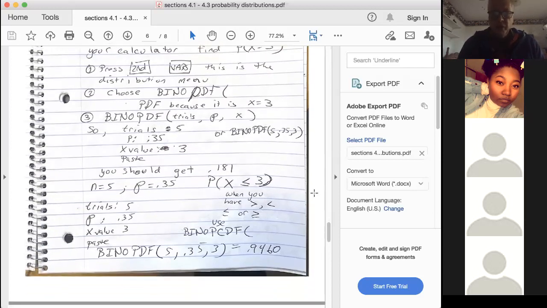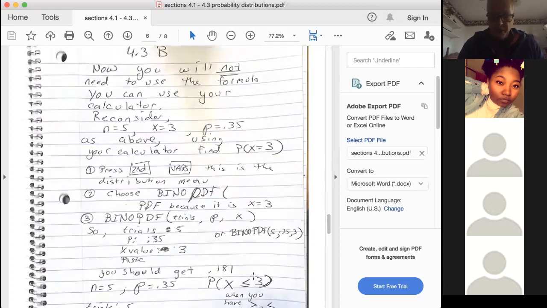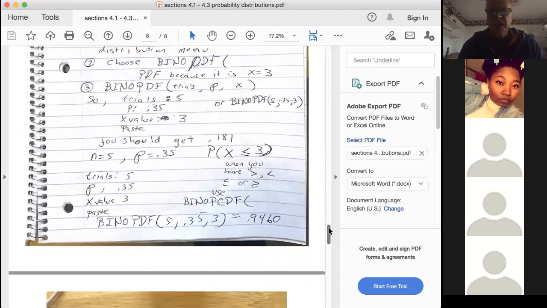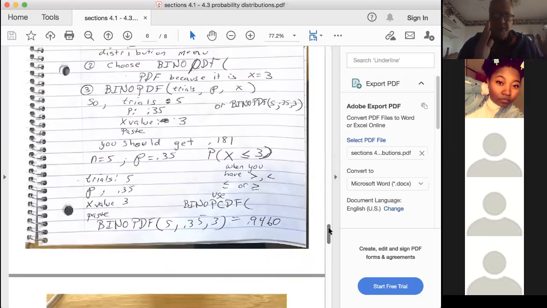Now, this is a different question than I have up here. This says when X is less than or equal to 3. This says when X equals 3. So what the binomial CDF does is it adds up everything from 0 to this number, whatever number I put in for X. So in this scenario, I'm going to do everything just like I did in the first example, except I'm going to use the CDF.